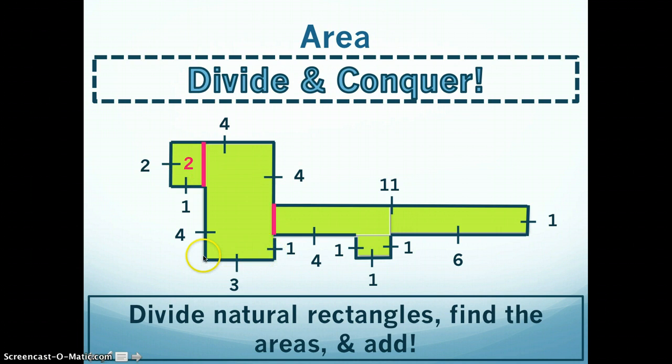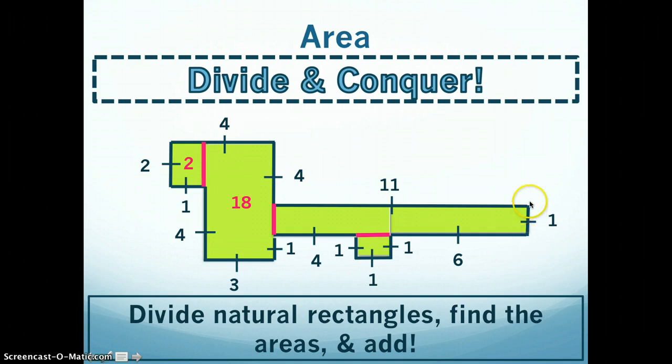Here we have a length of 3. Our width is 4 plus 2. Altogether, this is 6. So 6 times 3 is 18. Now, can you figure out where I'm going to separate the next rectangles? Right there.